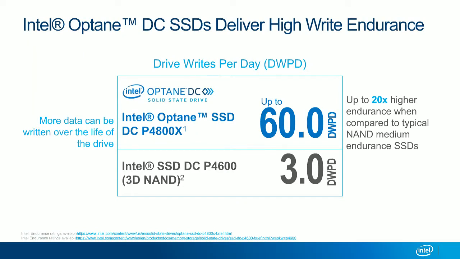And also, by not having to rewrite the media constantly, we can offer a much higher endurance than the regular NAND SSDs. But what does that bring to you? Actually, if you think about one of the best places to put Optane SSDs, which is the caching layer in an all-flash scenario, it is basically a write cache.